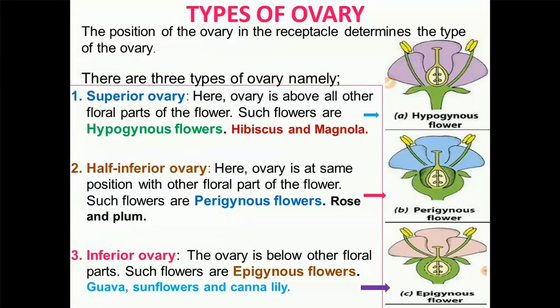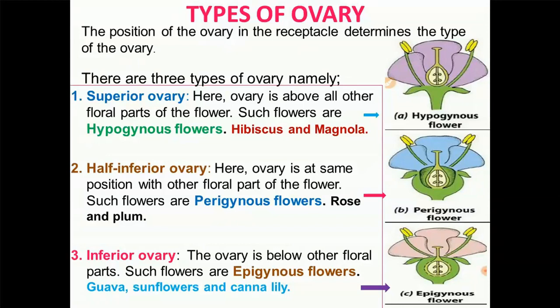Okay, the second one is half inferior ovary. Here the ovary is at the same position with other floral parts of the flower, and so such flowers are called perigynous flowers. You can see this in rose and plum plants. The last one is inferior ovary, number 3. Inferior means below. So the ovary is below other floral parts, such flowers are said to be epigynous flowers, and so we can see that in guava, sunflowers, canna lilies, and so on.